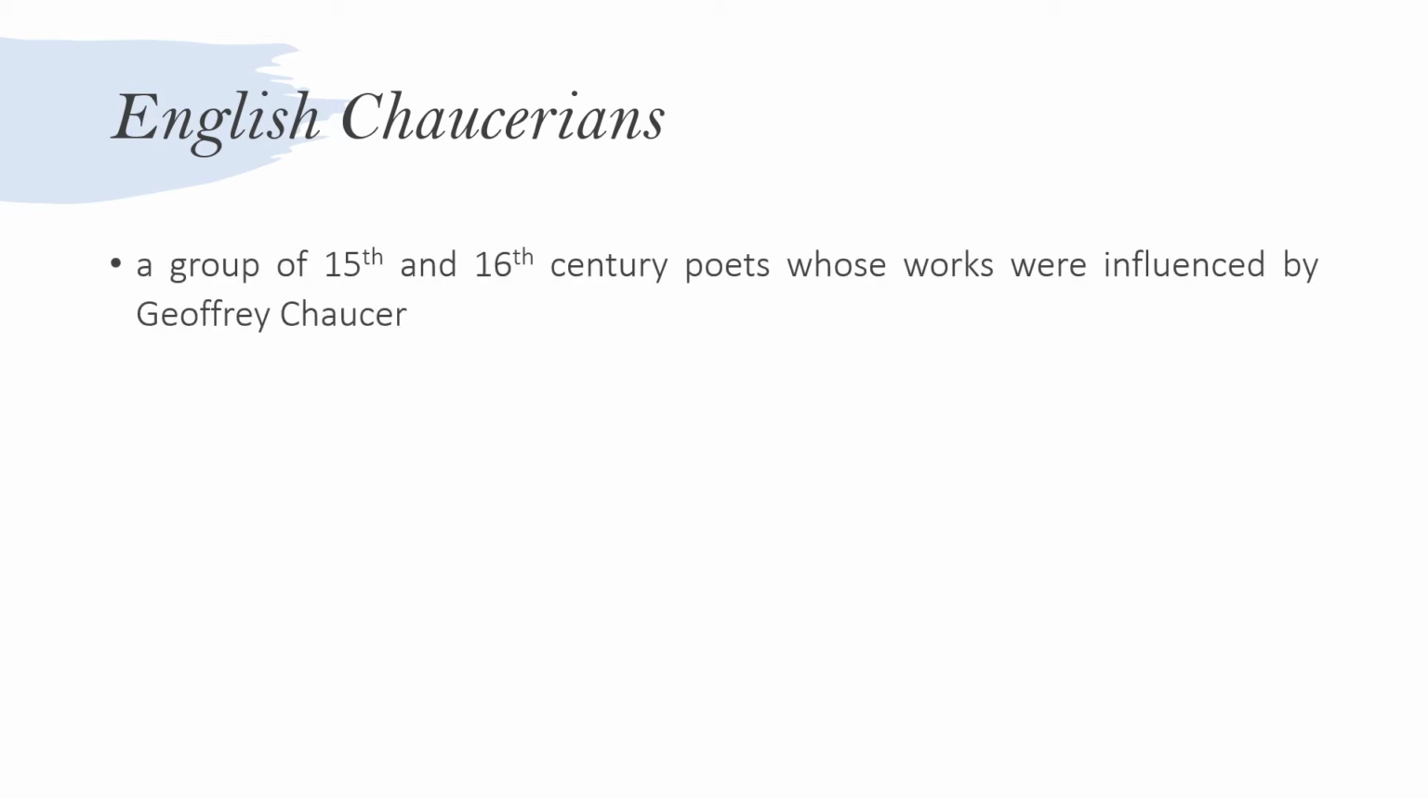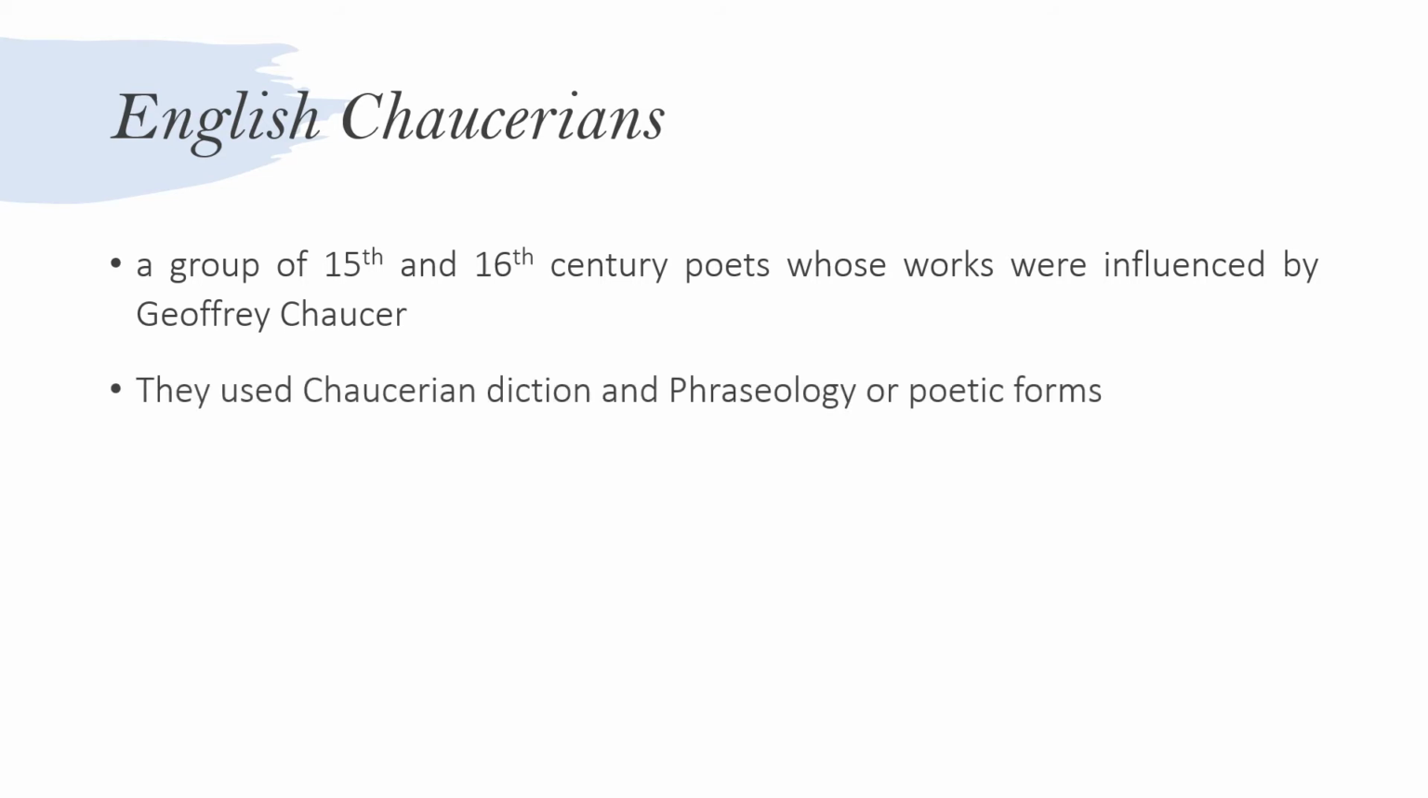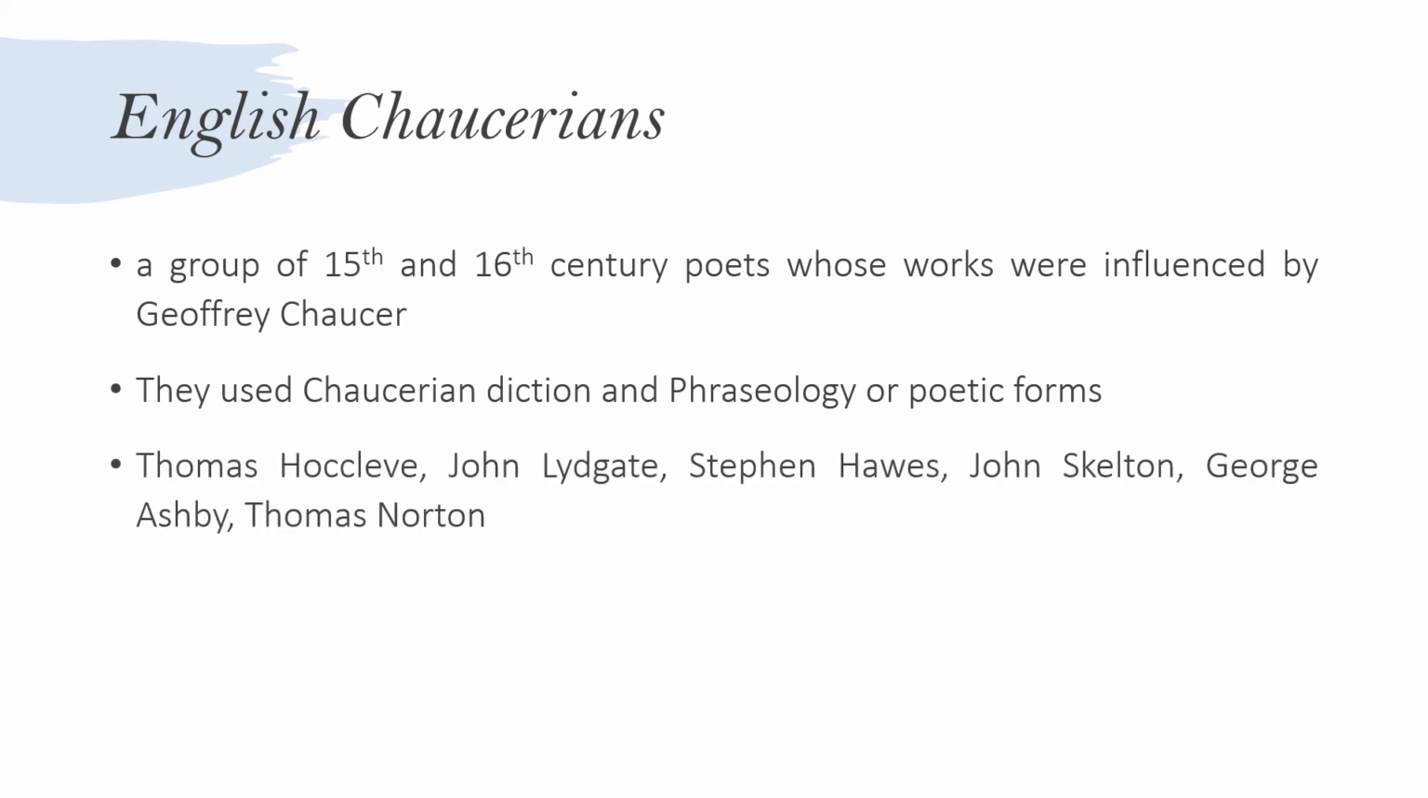English Chaucerians. Chaucer was a poet of the Middle English period, and he is known as the father of English poetry. And there were some poets who imitated Geoffrey Chaucer. The English Chaucerians is the name given to them, a group of 15th and 16th century poets whose works were influenced by Geoffrey Chaucer. They used Chaucerian diction and phraseology or poetic forms. Diction meaning the language, the words used by Chaucer, and again his phrases were borrowed or imitated by this group of English Chaucerians. The poets include Thomas Hoccleve, John Lydgate, Stephen Hawes, John Skelton, George Ashby, and Thomas Norton.